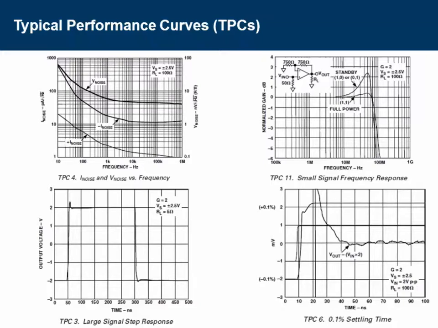On the TPC4, that's the noise performance of the product, both current noise and voltage noise over a wide frequency range, and we show in the upper right of that the conditions under which we did the testing, and then you can see the frequency sweep of the product and a couple of conditions in the upper right layout.